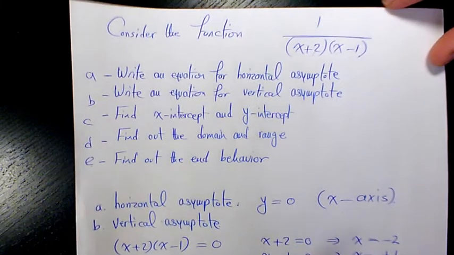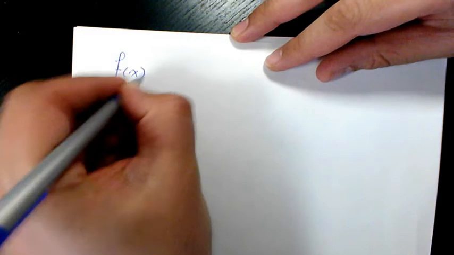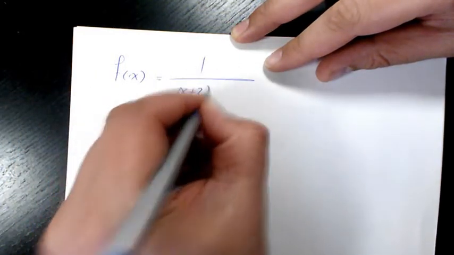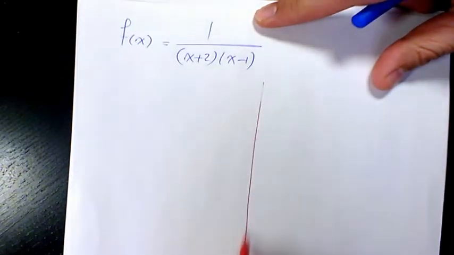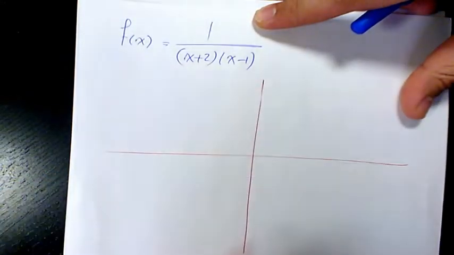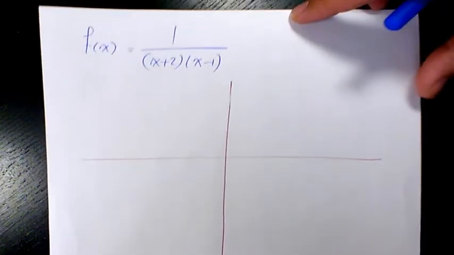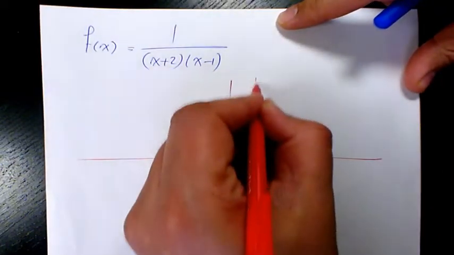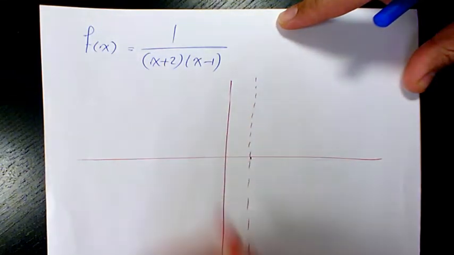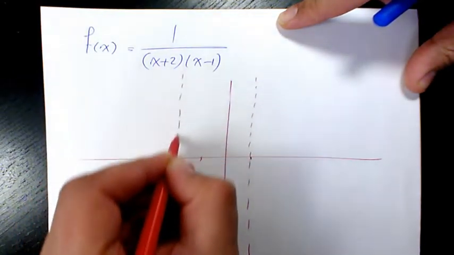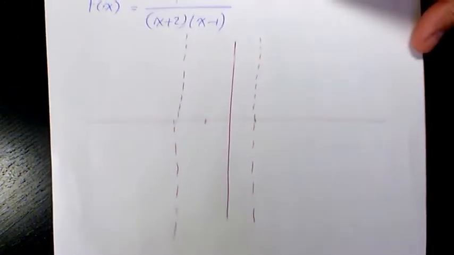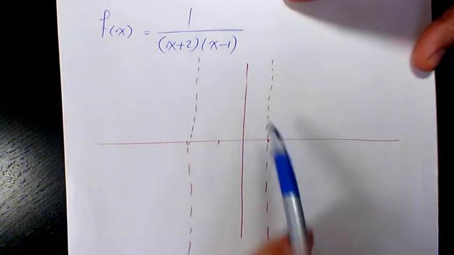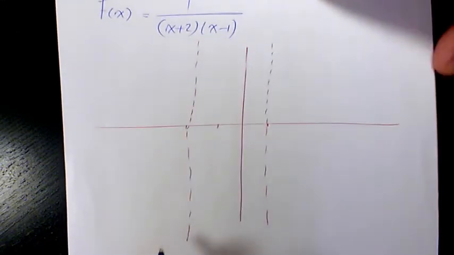Let's look at the graph of this function and find the behavior. So f of x equals 1 over (x plus 2)(x minus 1). We have the graph here. That's the vertical asymptote. Vertical asymptote here as well. And now how to graph it. We need to basically find the behavior around the vertical asymptotes.